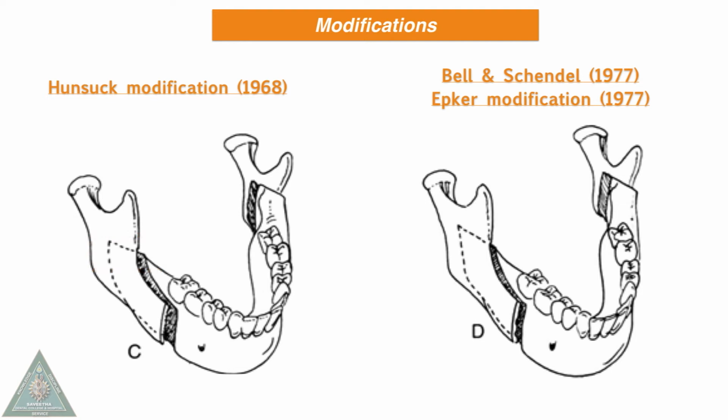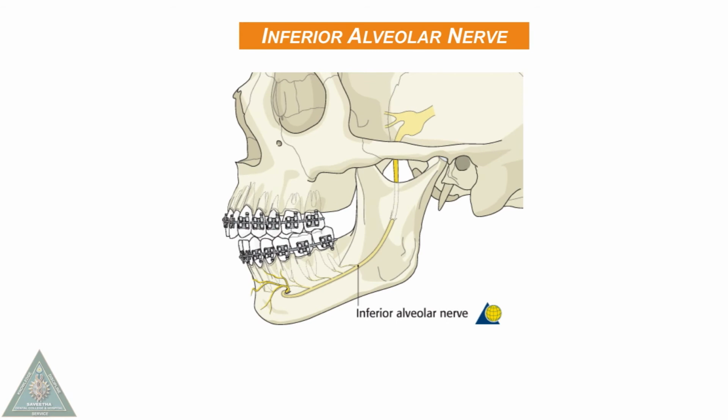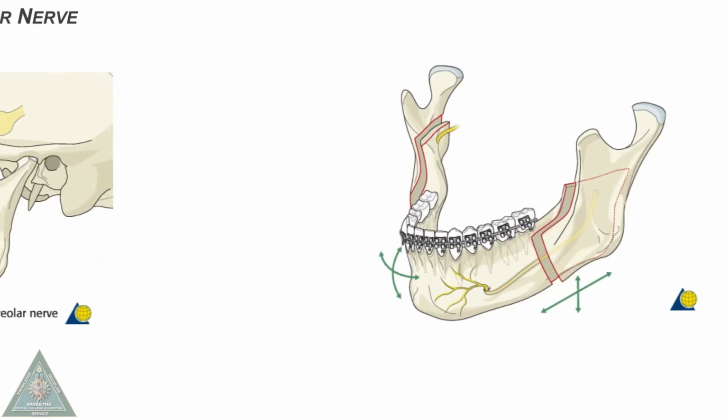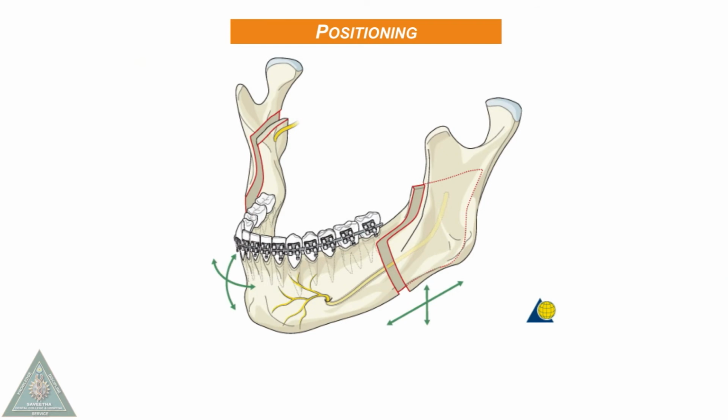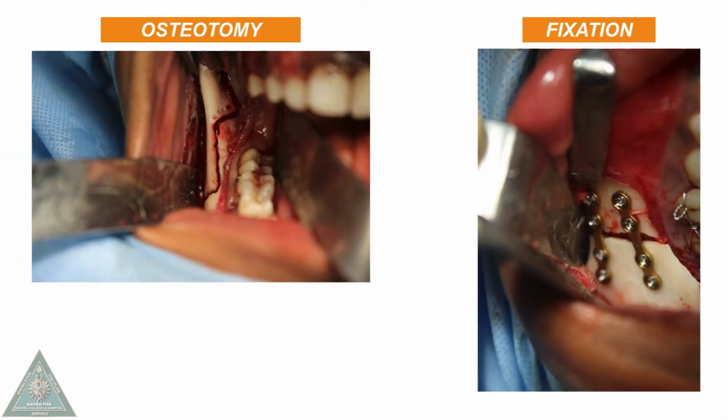In 1977, Epker suggested several modifications which included minimal stripping of the masseter muscle and limited medial dissection. When the osteotomy is being made, care has to be taken so as to not injure the inferior alveolar nerve. Once the osteotomy is done, the mandible can be rotated, moved forward, or taken backward. Chisels and osteotomes are used to split the mandible and make it a separate segment. The segment is then fixed using mini plates.